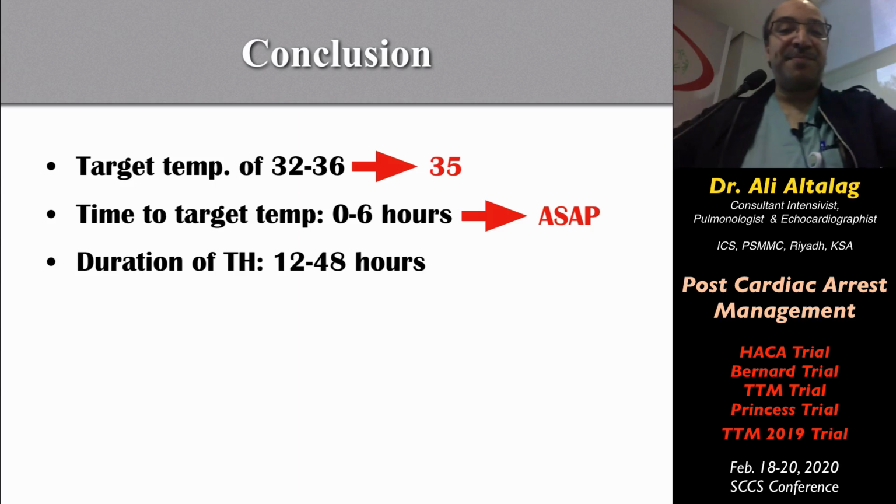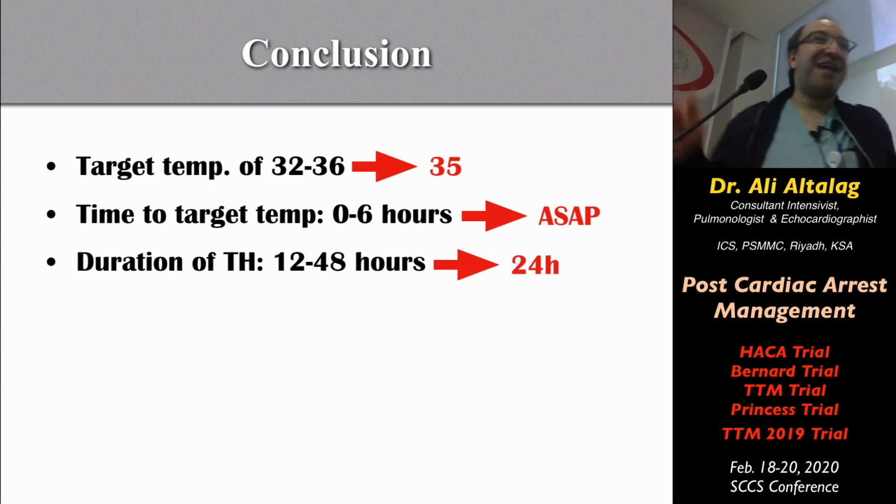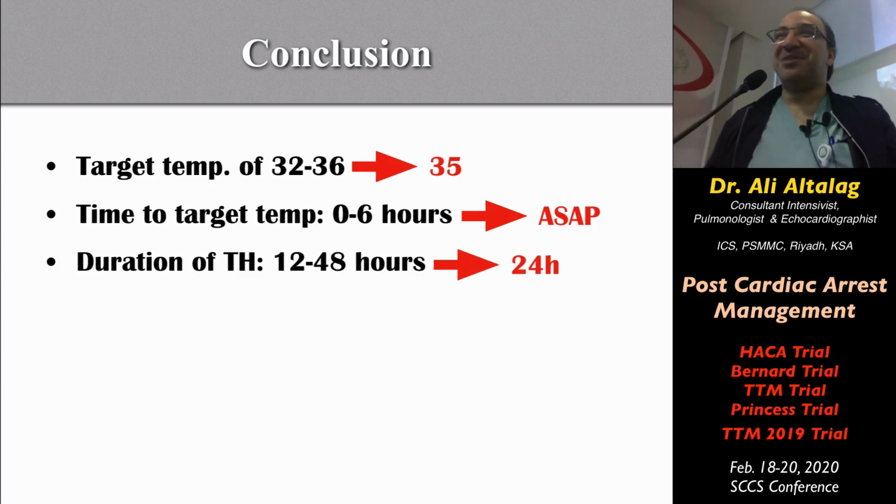Duration of hypothermia, 12 to 48 hours. We have 12 hours, 24 hours, 28 hours, 48 hours. Which one will you choose? 24 hours. 28, I don't know who came up with this number.